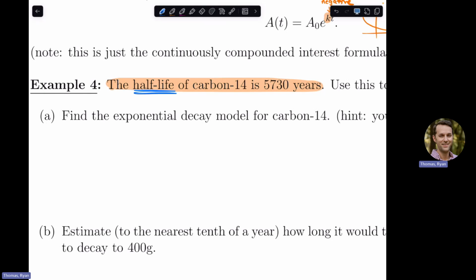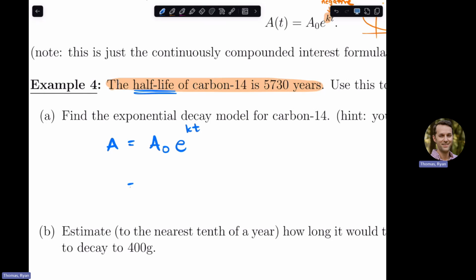So if we want to find the exponential decay model, and what that really means is finding K, and all that we know is the half-life. And the model looks like A equals A naught, or A sub 0, e to the K T. What do we for sure have information about?